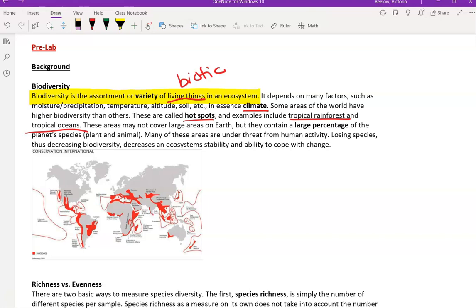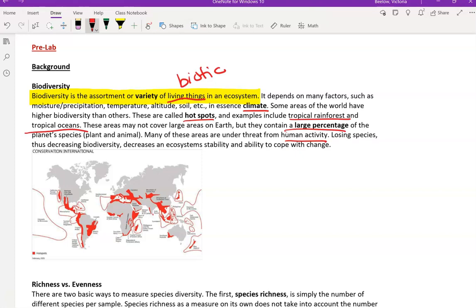These hotspots, the tropical rainforests or tropical oceans, although they don't cover a lot of land or a lot of area on Earth, do contain most of the Earth's variety of species. They have a large percentage of the planet's species. Unfortunately, some of these areas have come under threat from human activity: pollution, logging, deforestation, overhunting, overfishing. Those things are impacting the species that live there and therefore biodiversity.